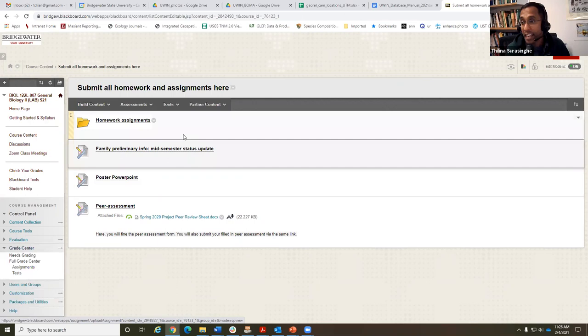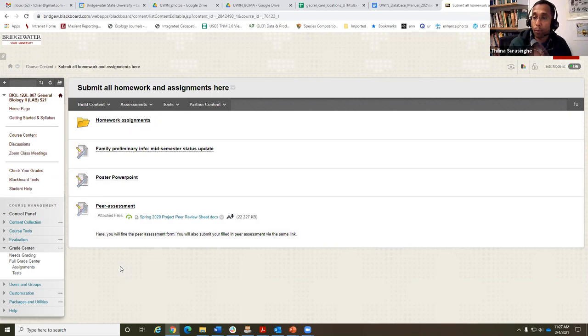is every member submitting something? No, one person from each group will submit their status update, right? And then of course, when you have the poster prepared, one poster from each group will go in over there, right? Peer assessment, yes, individual students will upload peer assessments. And again, when you submit your poster presentation as well as your preliminary information, please make sure to include all members' names on the poster as well as on the status update.